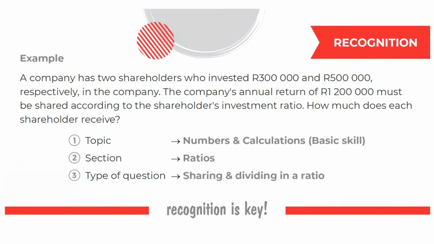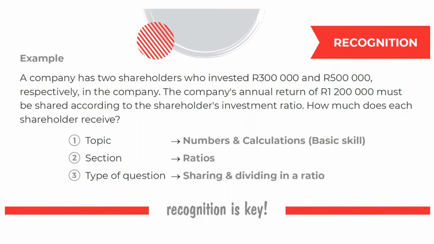So if we have a look at this example, a company has two shareholders who invested 300,000 and 500,000. The company's annual return of 1.2 million must be shared according to the shareholders' investment ratio. How much does each shareholder receive?